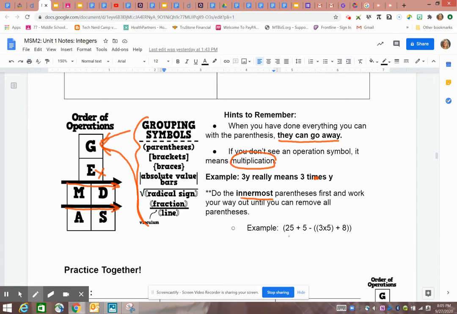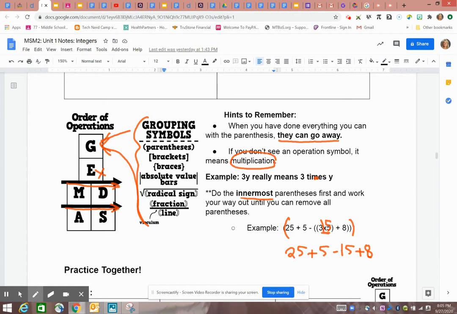So in this example, notice that you've got these parentheses on the outside, but the innermost parentheses is actually where we'd start. So we'd start with a 15, and then we'd add our 8. So it'd be 25 plus 5 minus 15 plus 8. So that gives you an example of how we work through those parentheses.